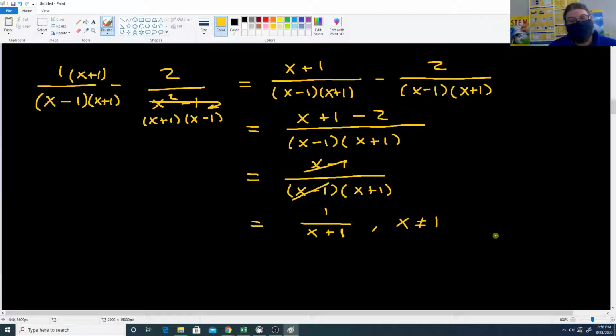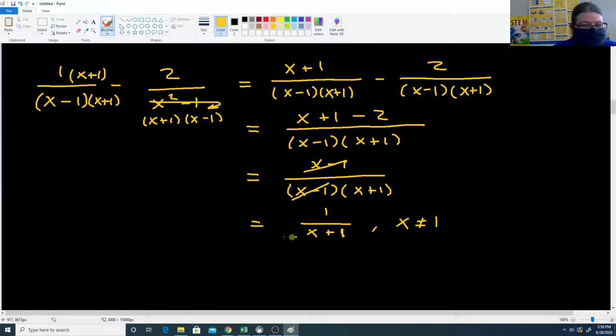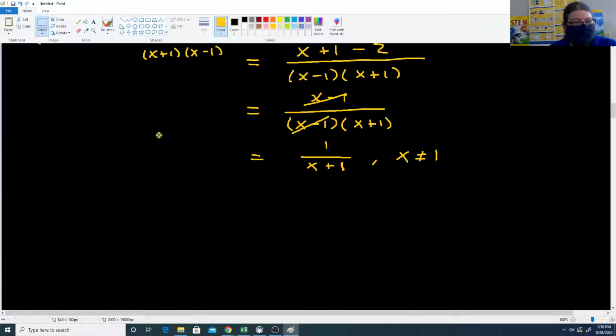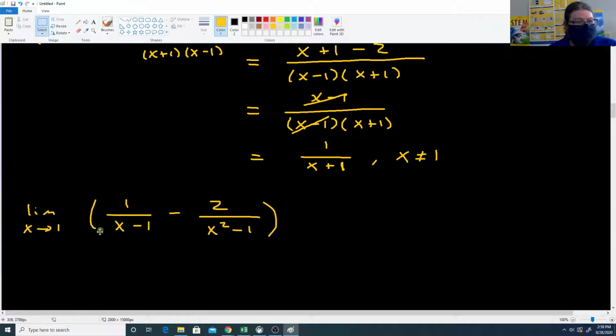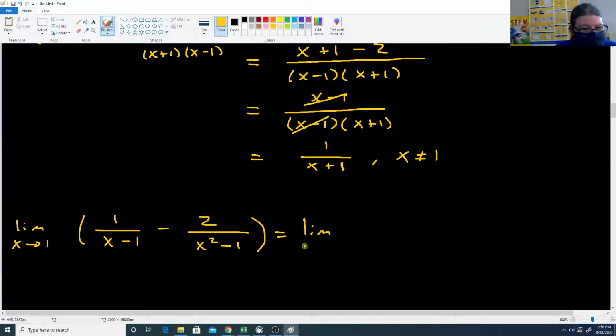So if we think about that, this is saying that the original statement, this original subtraction here, is equal to this as long as the x's aren't equal to 1. Well, luckily the limit we're looking at is 1. So we can say that this expression here is equal to the limit as x approaches 1 of 1 over x plus 1.